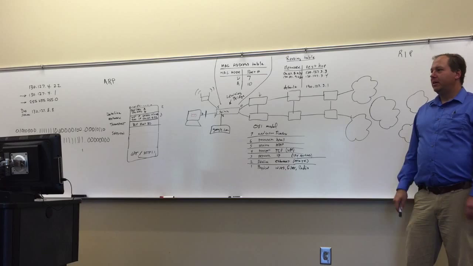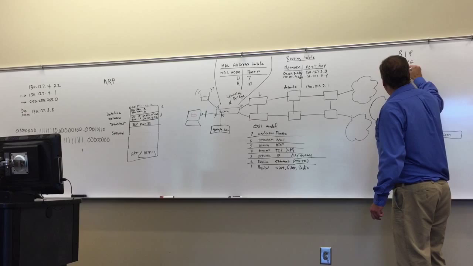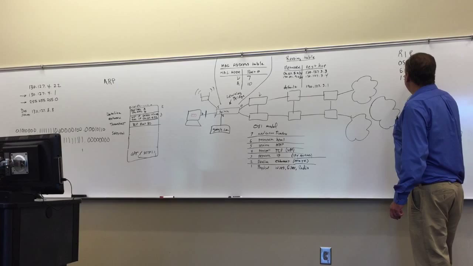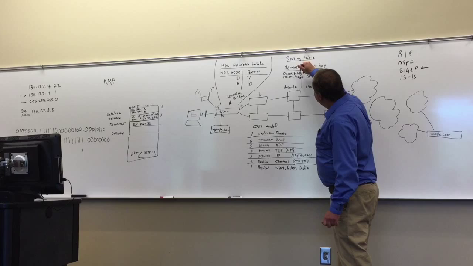Various other types of routing protocols are OSPF, Open Shortest Path First, and EIGRP, Enhanced Interior Gateway Routing Protocol. This is the one we actually use at Clemson. Other ones are IS-IS, Intermediate System to Intermediate System. They all work in various ways. RIP was the first one. I wrote this up here.